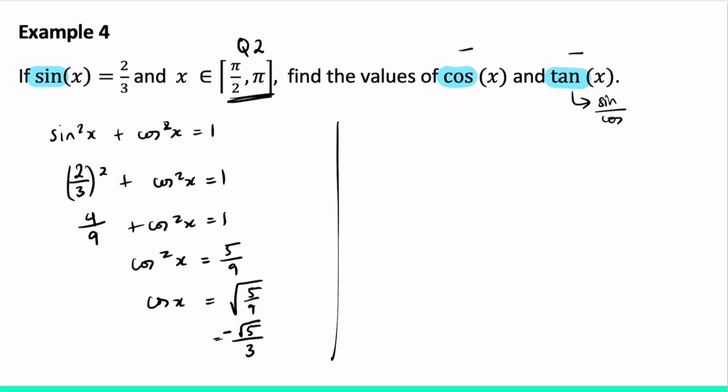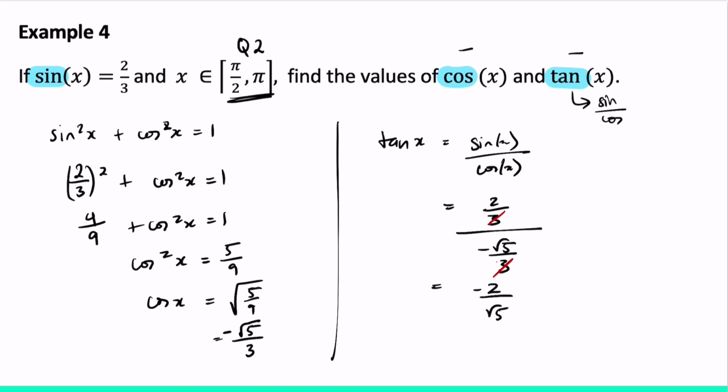And now finally for tan x, it's just a matter of substituting in. So that's sine x on cos x. Sine is 2/3. Cos is negative root 5 on 3. What we can do is cancel out those 3, so I end up with negative 2 on root 5. You can also rationalize the denominator, so you end up with negative 2 root 5 on 5.